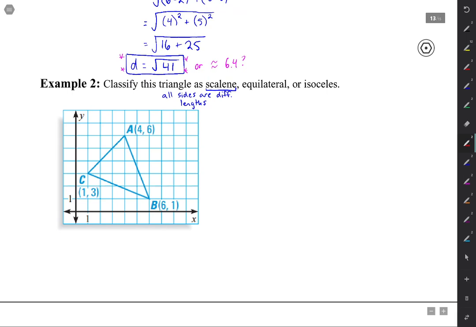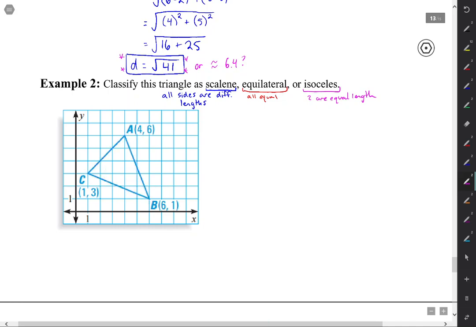Equilateral means they're all equal. And isosceles means that 2 are equal length. So in order for us to classify this triangle, we need to find all the sides' lengths, or the distance between all of these points.